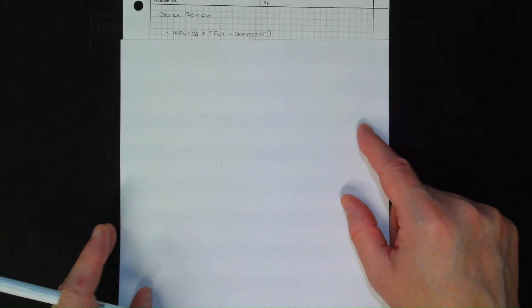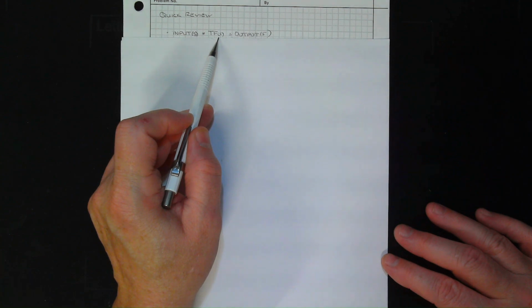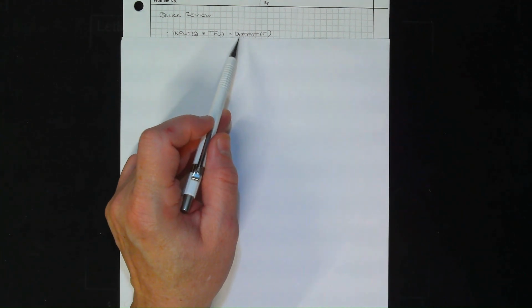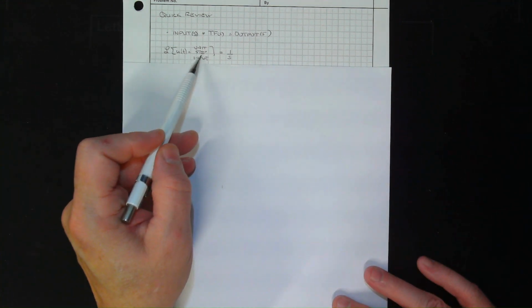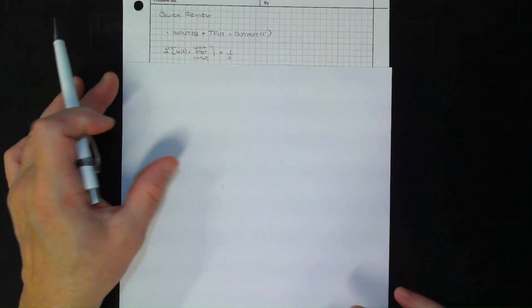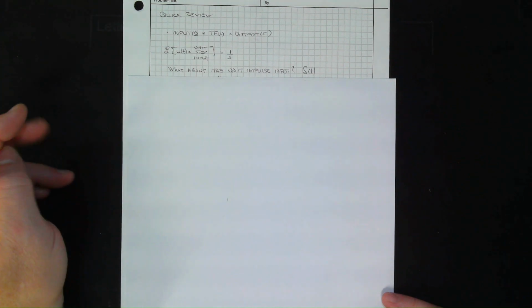So let's see what we have now. Relative to the forced response, input times transfer function gives us output, namely the forced response output. And we've looked at responses for the input of a unit step. The Laplace transform of a unit step input is 1 over s. We've used it. Now, what about the unit impulse input?